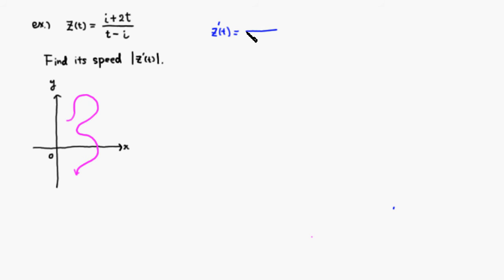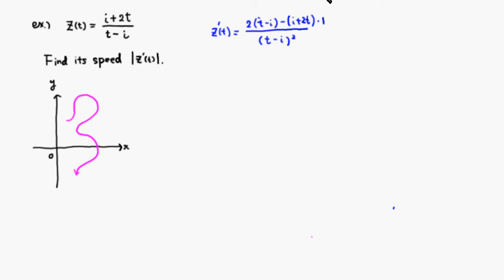So let's use the quotient rule. Square the bottom, so it's (t minus i) squared. Then take the derivative of the top. The derivative of i is 0, the derivative of 2t is 2, times the bottom, t minus i, minus the top, i plus 2t, multiplied by the derivative of the bottom, which is going to be 1.